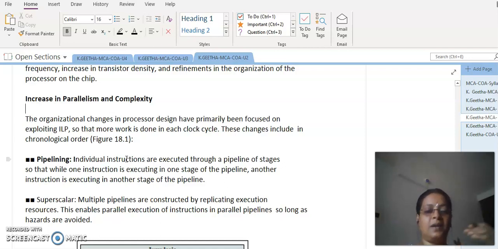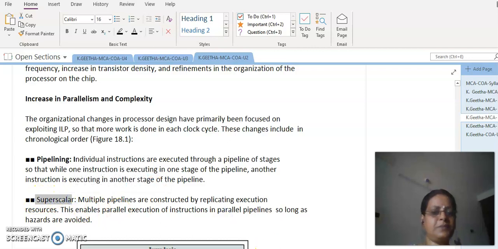Now, in terms of complexity, how this parallelism can be achieved is what we are going to discuss. The first concept I mentioned was pipelining. By pipelining, we try to overlap the different stages of instruction execution. The second category, as listed here, is the superscalar.